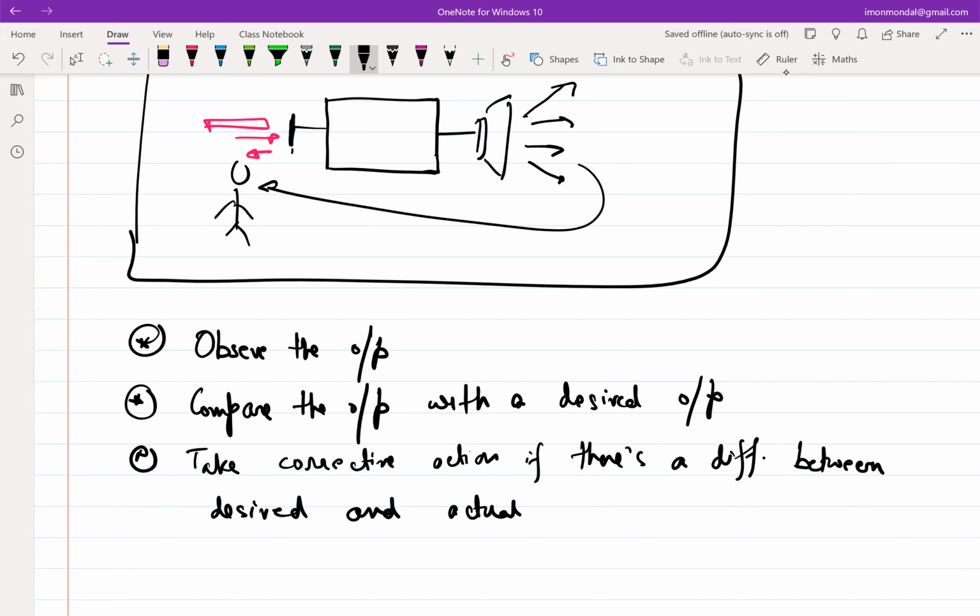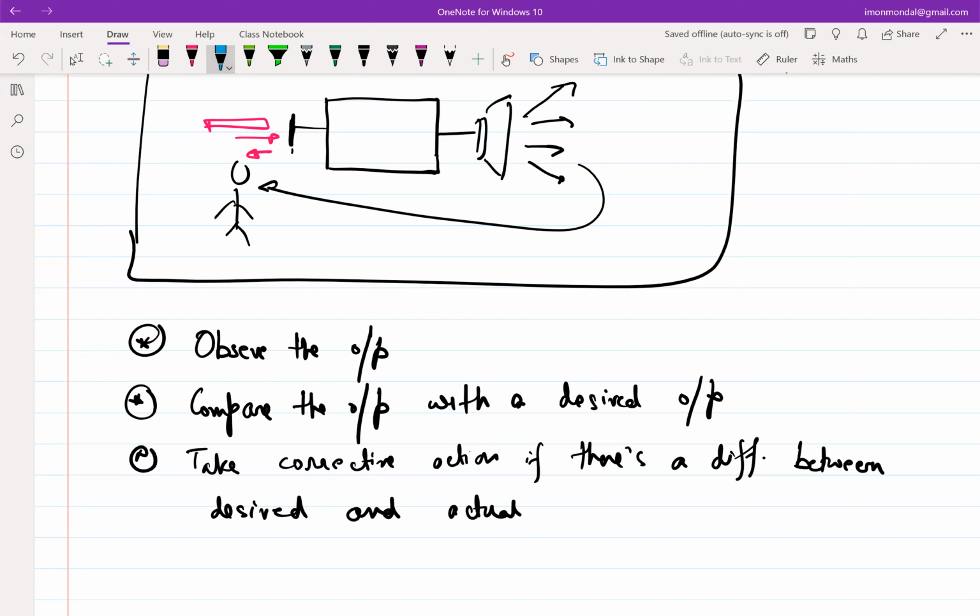Ideally, if you know what your desired output is, and you always know what your actual output is, in your mind you are making a subtraction, you are comparing them. And how do you compare? You subtract one from another, and you are trying to ensure that the difference goes to 0. If you set the difference to 0, it means your actual output is equal to your desired output.